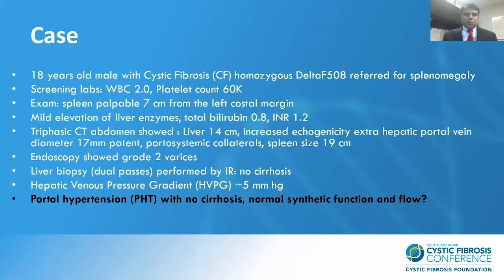is normal. So here we have a scenario where we are seeing portal hypertension in the form of enlarged spleen and varices, preserved synthetic function with normal INR, and no cirrhosis on biopsy and normal flow. So the question is, what is the cause of ongoing liver issues in this young man?